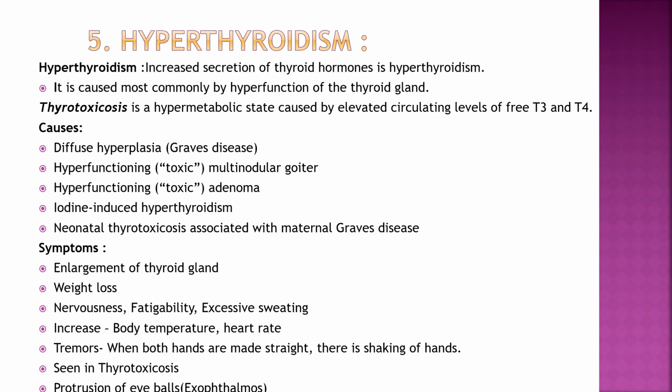The symptoms are enlargement of the thyroid gland, weight loss, nervousness, fatigability, excessive sweating, increased body temperature, increased heart rate, tremors, that is shaking of the hands, and protrusion of the eyeball, also called exophthalmos, because of which the eye is open and sometimes the eye may become dry. In the investigations, T3 T4 are increased and TSH is decreased.